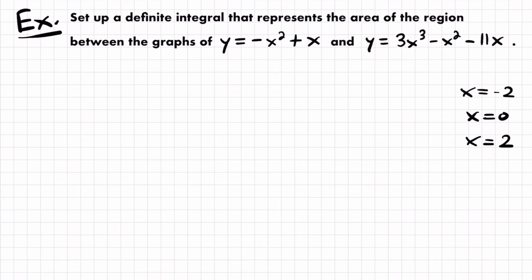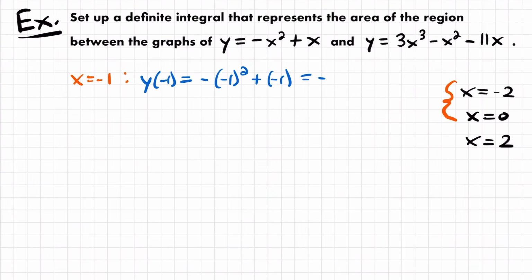For our first region between x equals negative 2 and x equals 0, let's pick x equals negative 1, right? Negative 1 lies between negative 2 and 0. Let's plug that into each of these equations and see which one outputs a greater value. Let's start with this equation. We'll have y of negative 1 is equal to negative 1 squared plus negative 1. Negative 1 squared is positive 1, but that will be made negative, so we'll have negative 1 plus negative 1, and that is equal to negative 2.